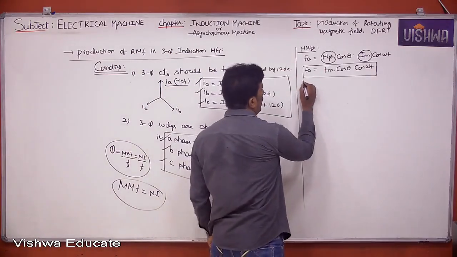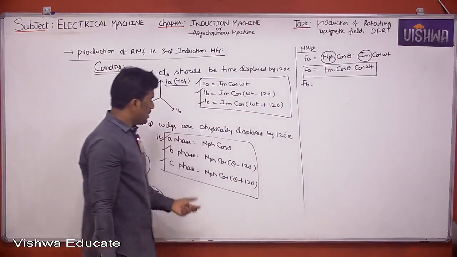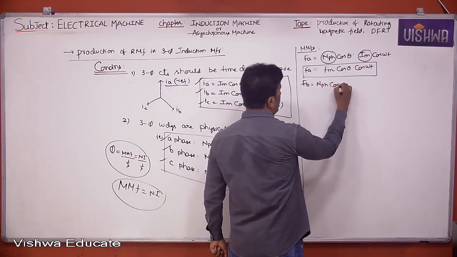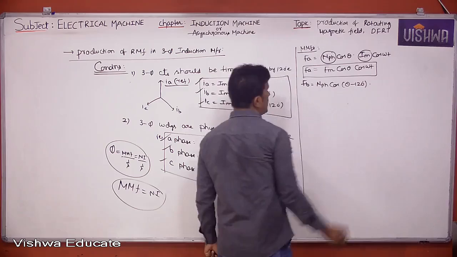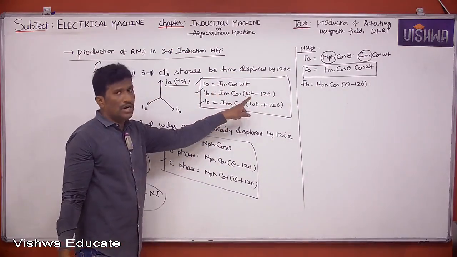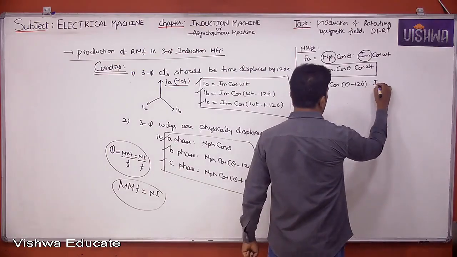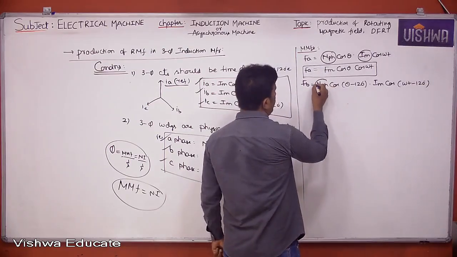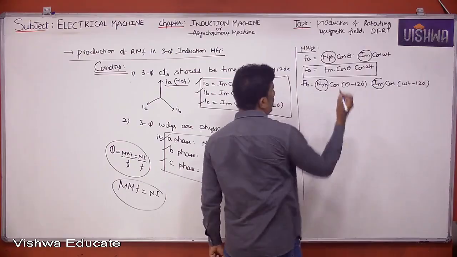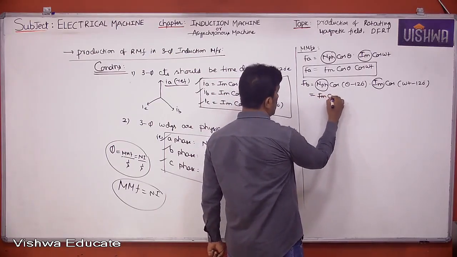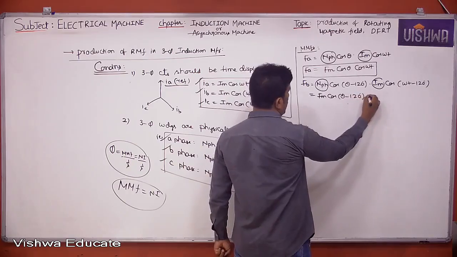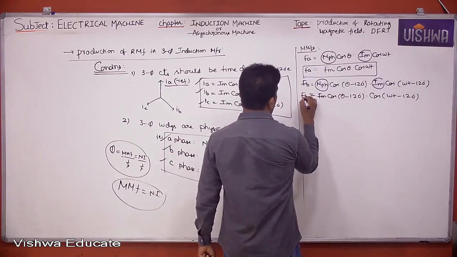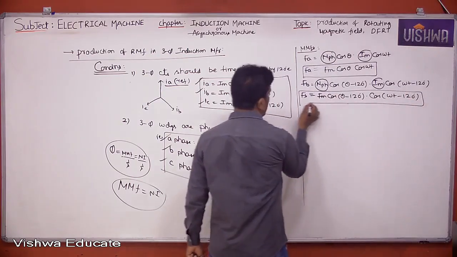Now tell me, what about FB? MMF due to B phase. What is the number of turns in B phase? N phase cos of theta minus 120. What is the current in B phase? Im cos of omega t minus 120. So I told you already, N phase into Im can be written as Fm. So Fm cos of theta minus 120 into cos of omega t minus 120. This is what I can say is the FB value, MMF due to B phase.